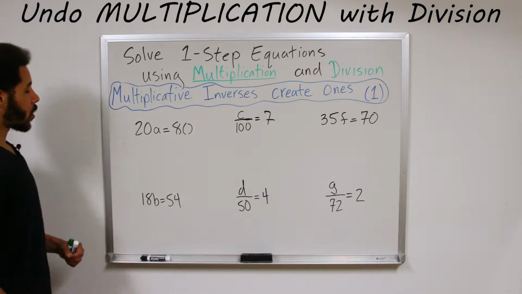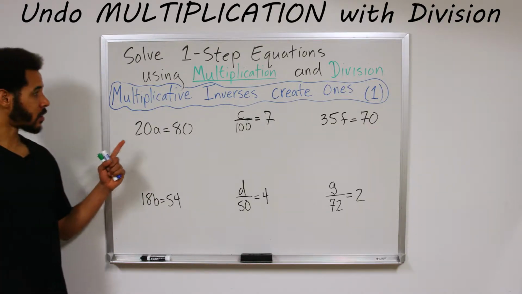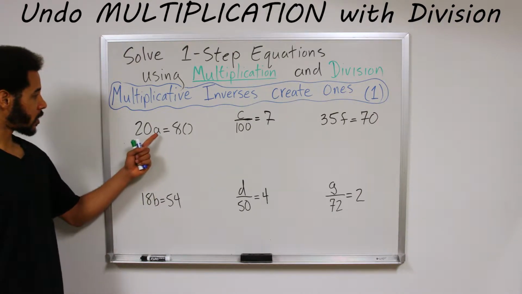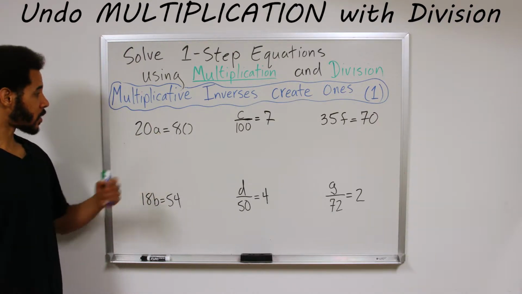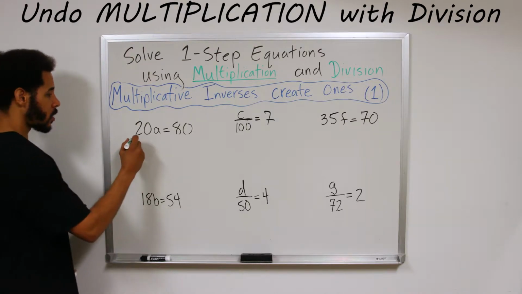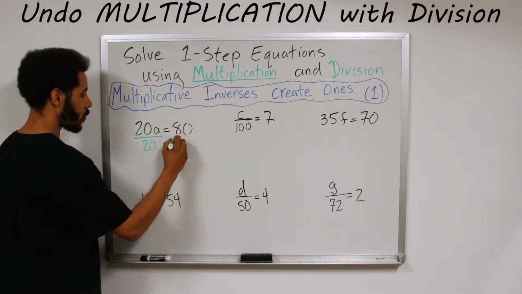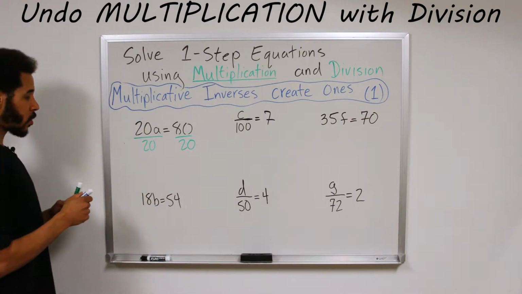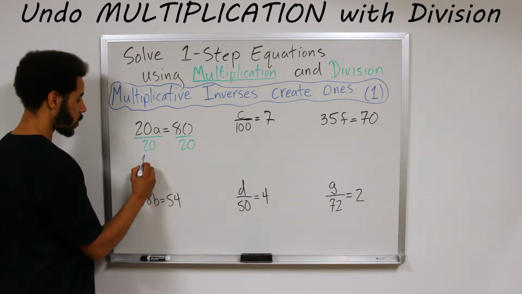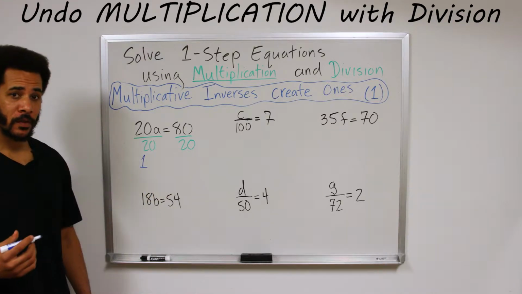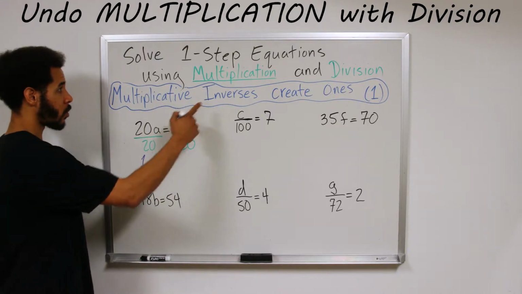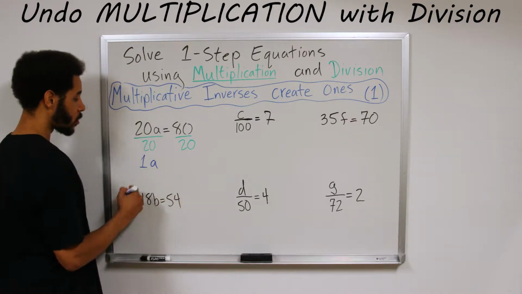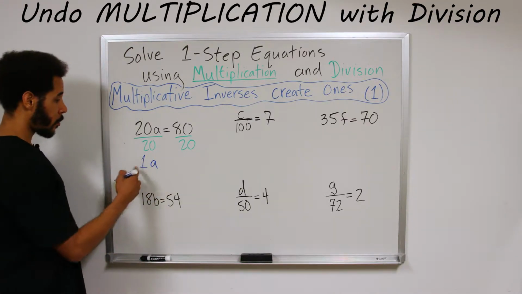In a previous video, we talked about how we can isolate variables by creating ones using the multiplicative inverse. So if we see that this variable a here is being multiplied by 20, we can undo that multiplication with division here. It's important to recognize, whether we show it or not, that we are creating a 1 here. Not a 0 like we did with the additive inverse, but a 1 because we're using the multiplicative inverse, multiplication and division.